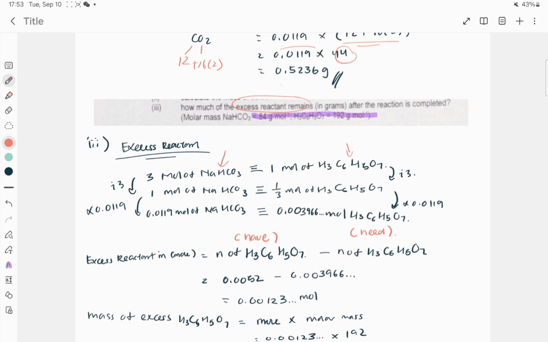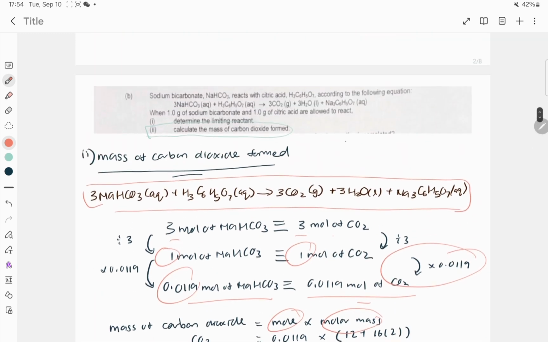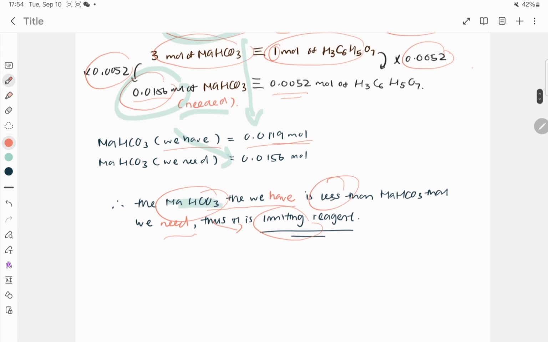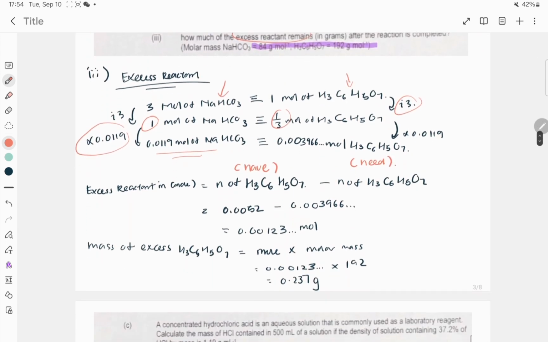So over here, right? We will get 1, so it will be simple, divide 3 over here, and then we'll use the limiting. Limiting is that we need to times by 0.0119, which is the information that we got in the previous step, same as here. So you times by 0.0119 over here, you will also need to times by 0.0119 over here.